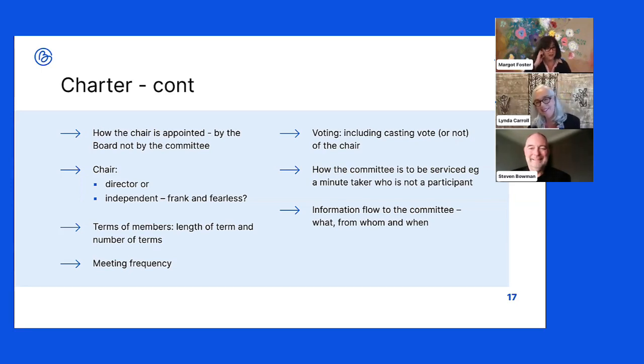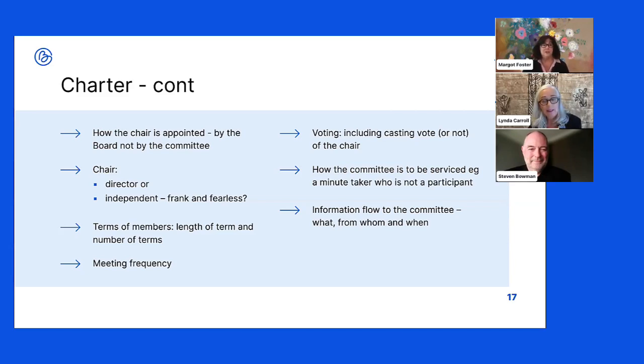Yes, well said. I think also the terms of members, length of term, and number of terms, just like the board, sometimes this isn't included. Meeting frequency, ideally not fewer than, rather than mandating a specific number. I was doing some work with a board at the weekend, and they have eight board meetings a year and 11 finance committee meetings. So yes, had a bit of a conversation about that.